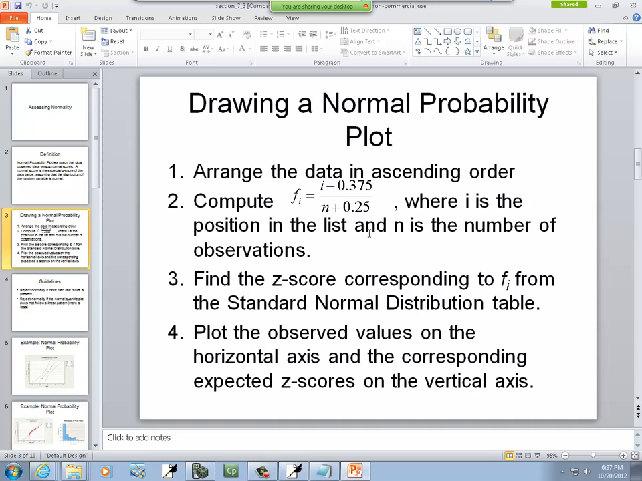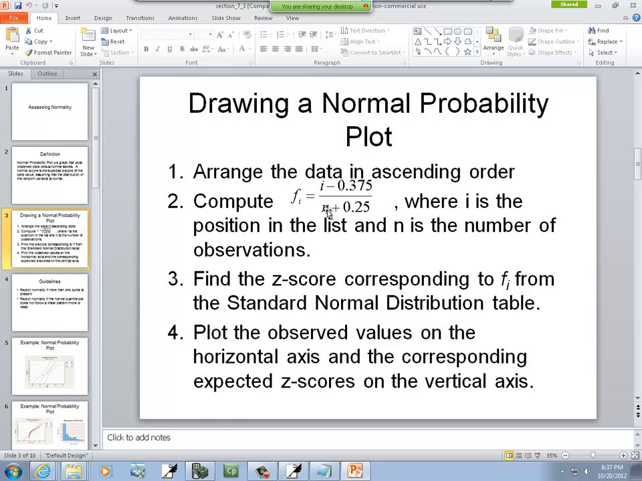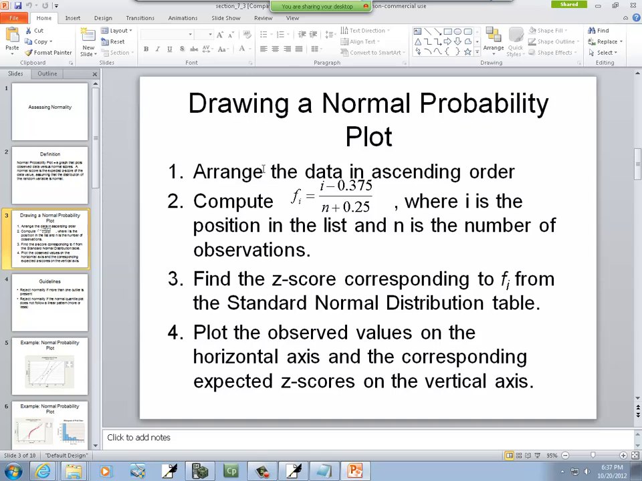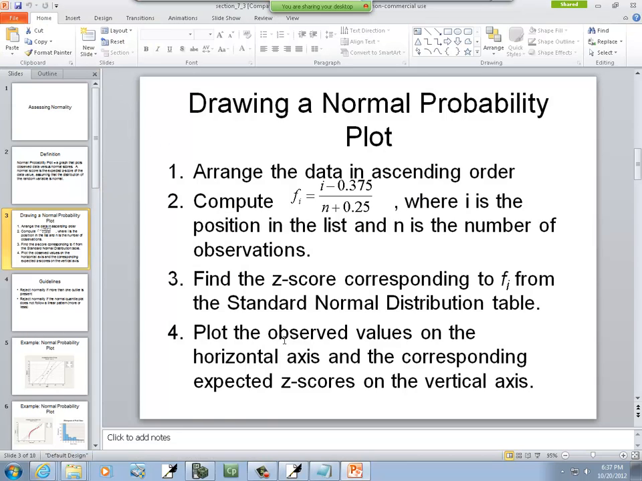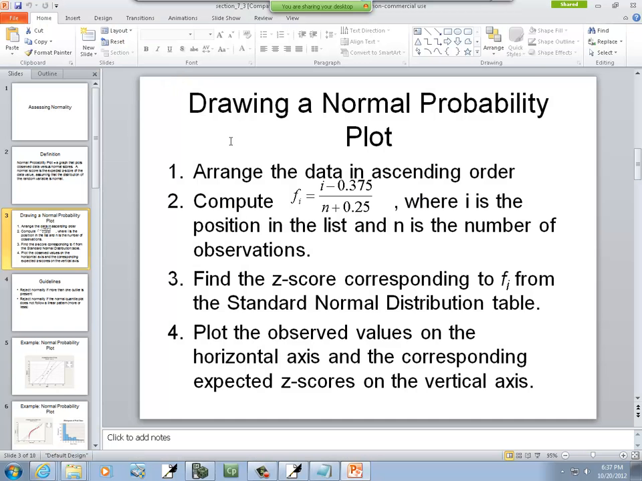Okay, so the first step, arrange the data in ascending order. Well, it's already in ascending order from smallest to largest, so we're fine. And then we want to compute f sub i. So let's do that. Now i is a position in the list, n is the number of observations. So these are our observations, and it says down here to plot the observed values on the horizontal axis. Horizontal axis, that's our x-axis, right? So I'm just going to put x values here.